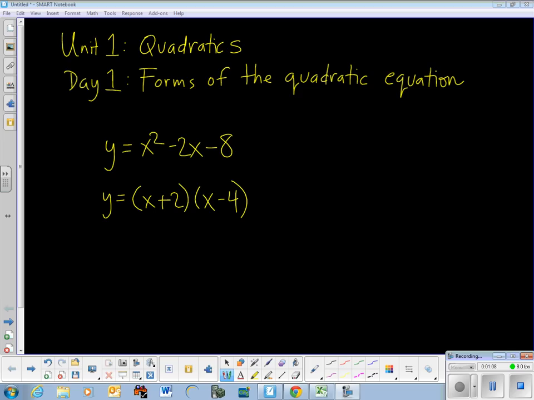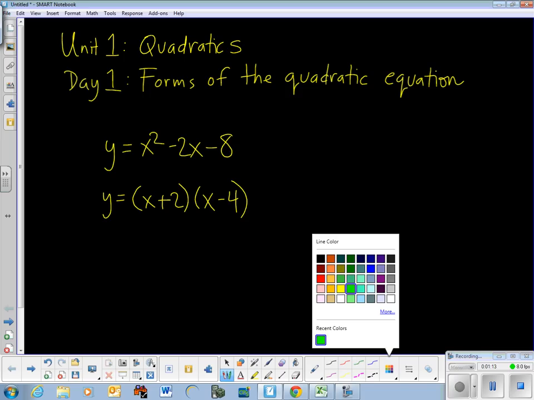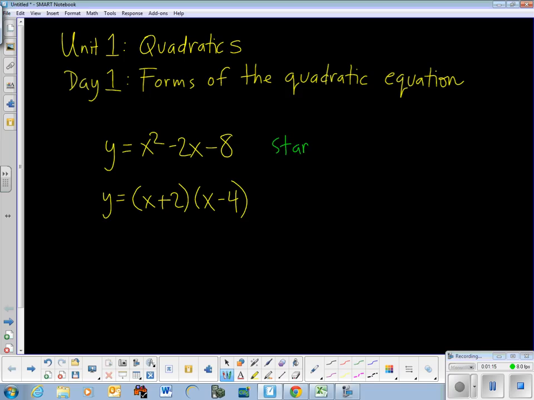Okay, this would be called factored form. The first form, it's called standard form. All right, and a lot of times we would express this as y equals ax squared plus bx plus c, just to kind of give names to the coefficients. So if we have 1x squared, then our a would be 1. Negative 2x, then our b would be negative 2, and so on.